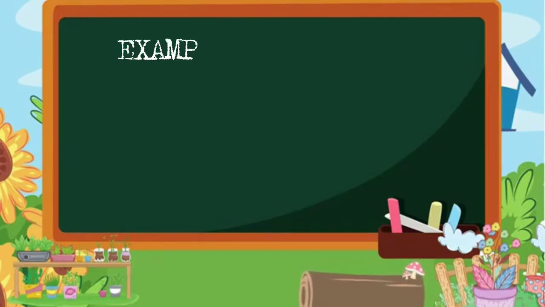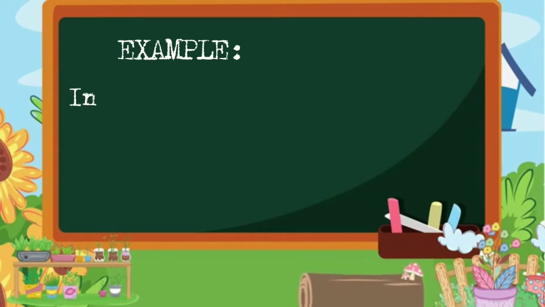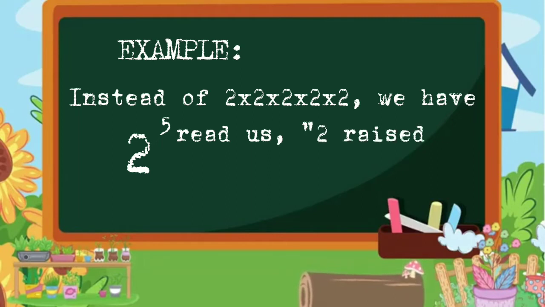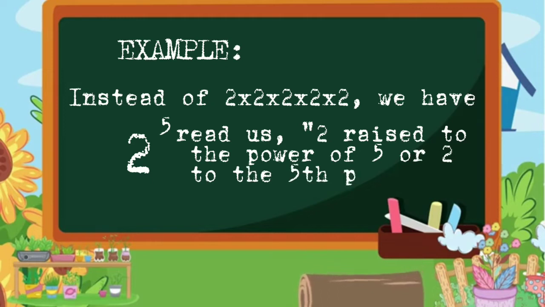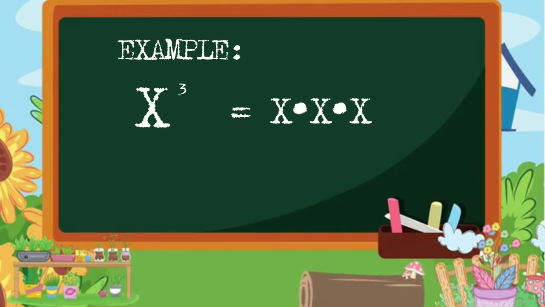For example, we are going to multiply 2 five times by itself. Instead of saying 2 times 2 times 2 times 2 times 2, we have 2 to the 5, read as 2 raised to the power of 5, or 2 to the 5th power. Another example, we have x to the power of 3, or x cubed. If we are going to expound this, we say x times x times x.